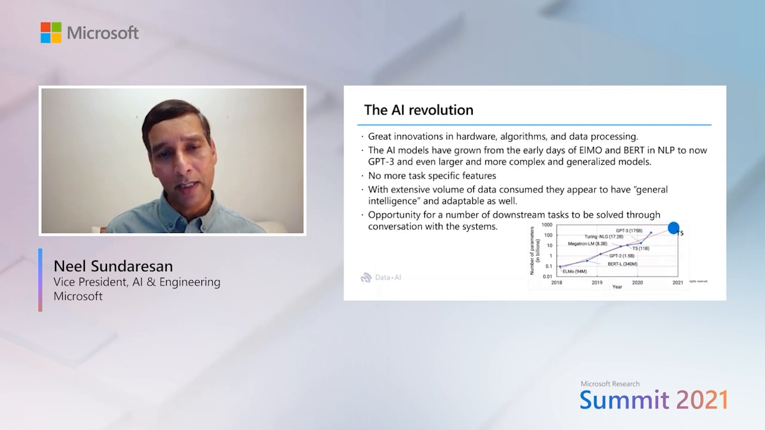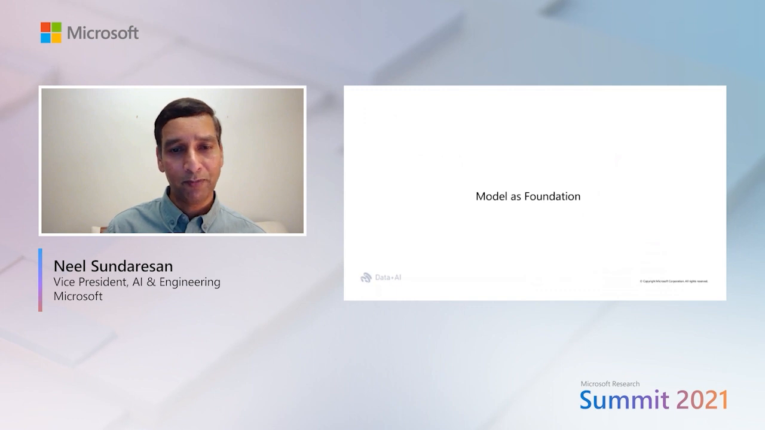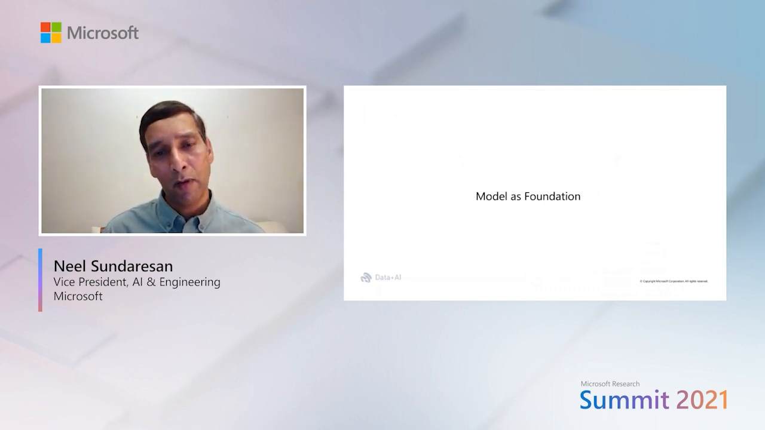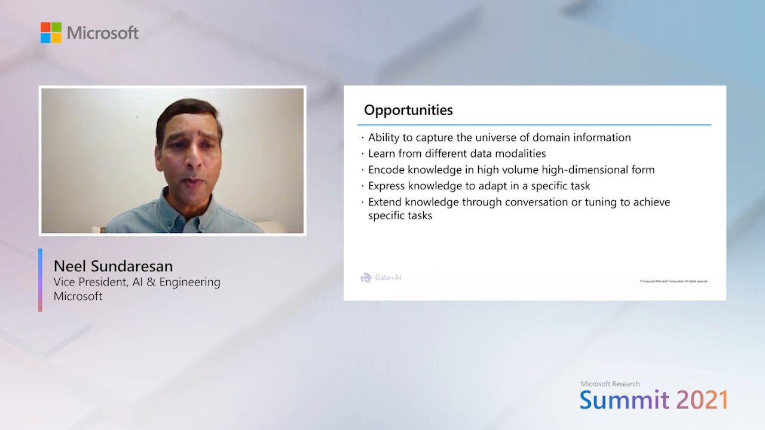So now the theory is that because they have the general intelligence, we can do some slight tweaks in the downstream tasks that we might want to solve. And these downstream tasks can be solved either through conversation with the systems, if the systems are large, or just by fine-tuning. So there are a lot of opportunities related to this AI revolution that we can apply to developer productivity. So we come to the third phase of what is offered to us as foundation. Now we have AI models as foundation, this third generation. Right? So what are the opportunities here?